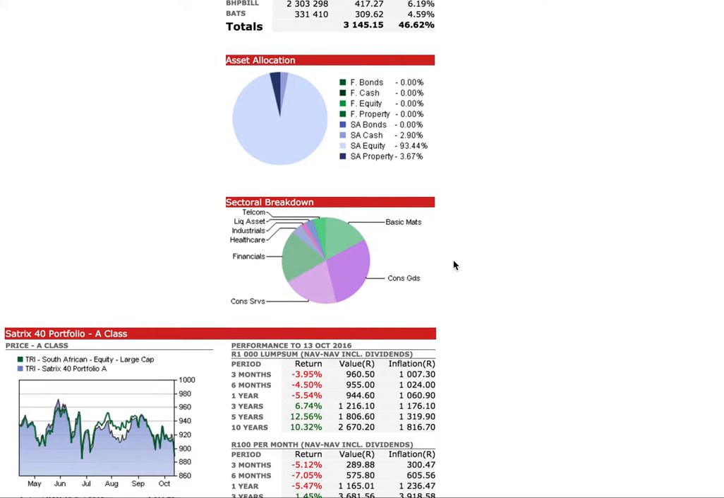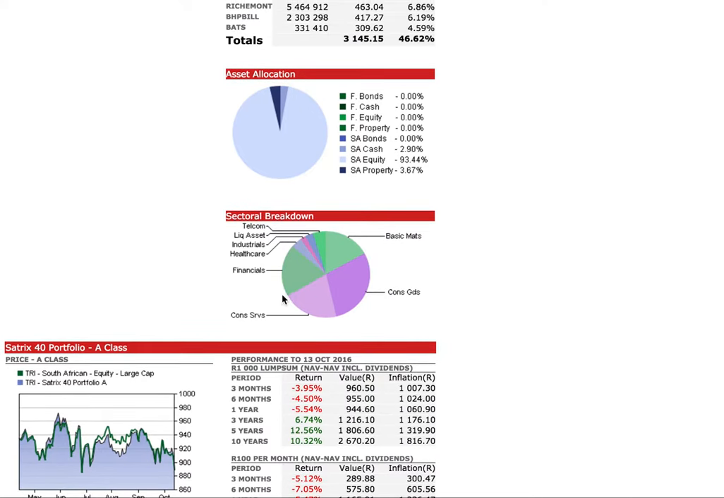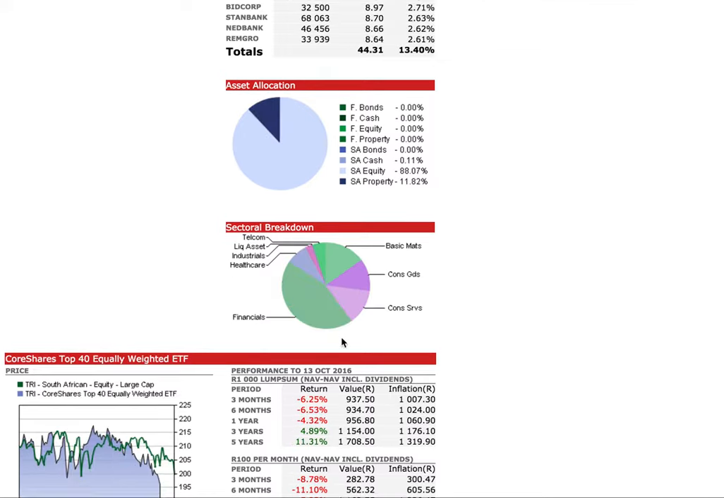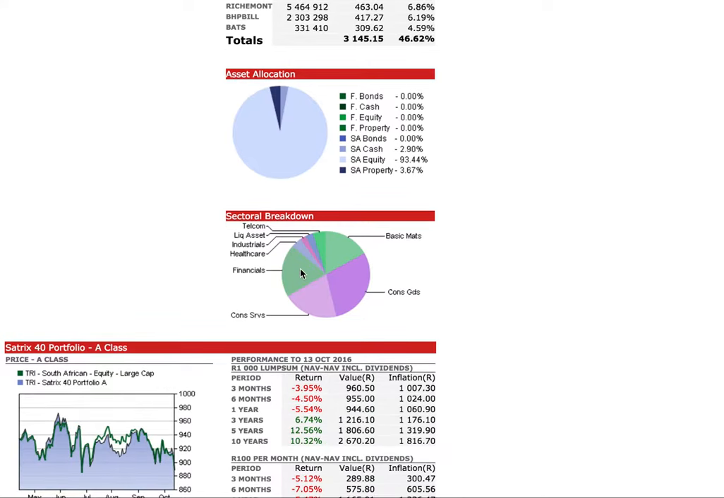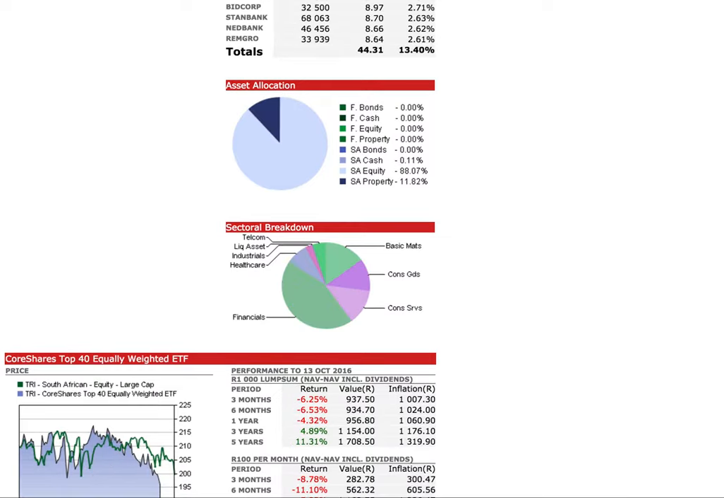This is our Satrix 40. Look how the financials make just a small chunk there. But now, when equally weighted, there are quite a lot of financial companies, and each of them will take an equal chunk. Look how much financials jump up. This is interesting because which one actually looks more diversified? The one that is weighted by market cap appears to be more diversified than the one that is equally weighted, which again goes against conventional thinking and one of the reasons for creating these exchange-traded funds.